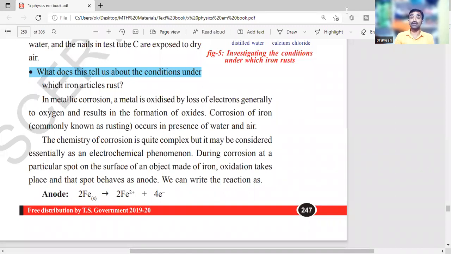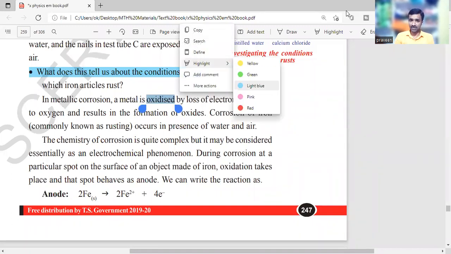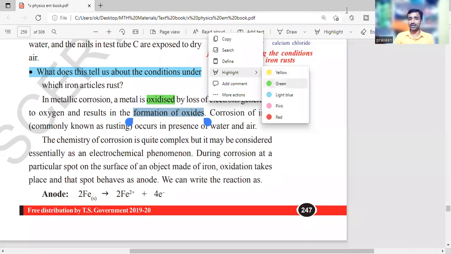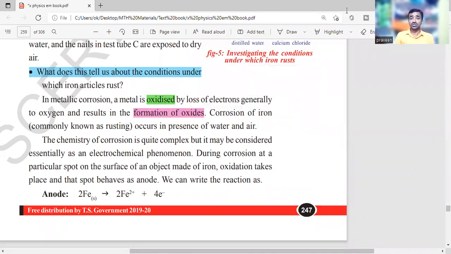Due to that, what happened? Metal gets oxidized. So due to that, they form oxides, the respective metal oxides. That is what we call rust. So corrosion of iron, commonly called rusting, occurs only in the presence of air and water. The chemistry involved in the formation of rust will be explained by the electrochemical phenomenon.